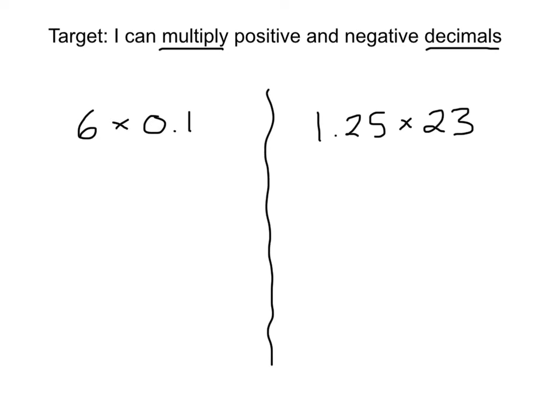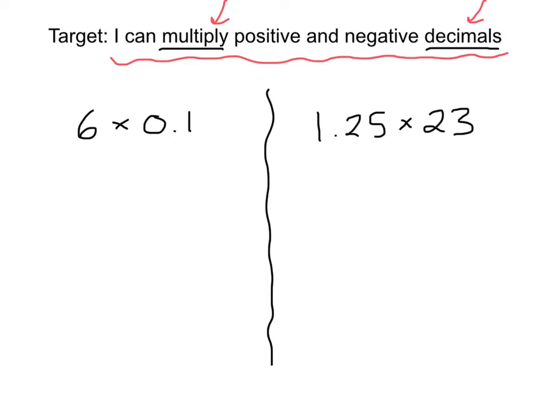In lesson 3.2, the target states, I can multiply positive and negative decimals. It's really about just being able to multiply decimals, but in this lesson they're going to multiply both positives and negatives. When you're multiplying decimals, you multiply like you would normally.